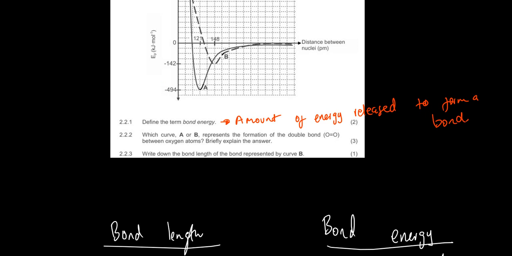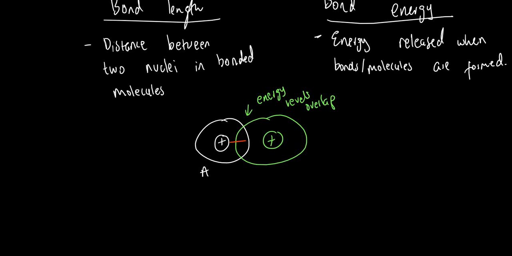So now that we understand what bond energy is, what is bond length? Remember, bond length is the distance between the two nuclei. If we check the distance here between the two nuclei, that is called the bond length. So that is our bond length. Understanding bond length visually, it's okay.